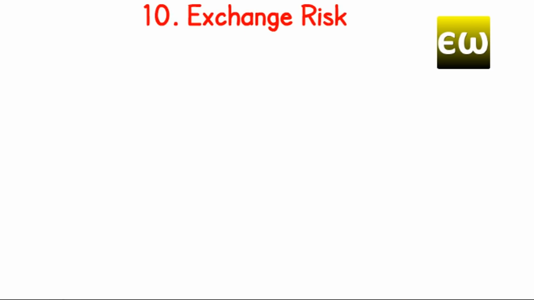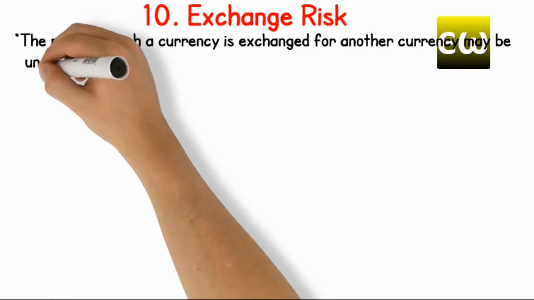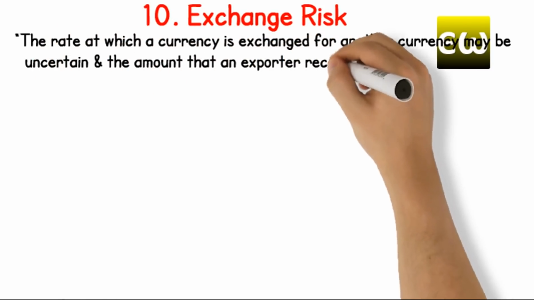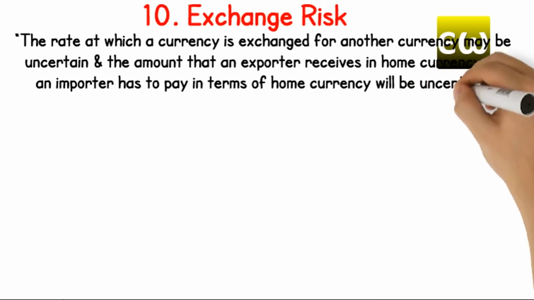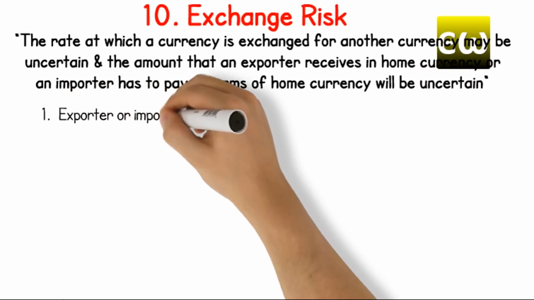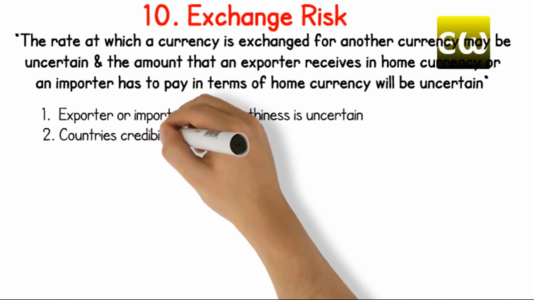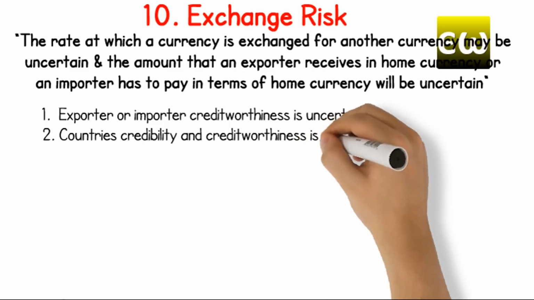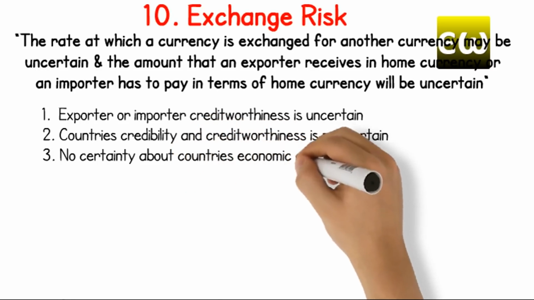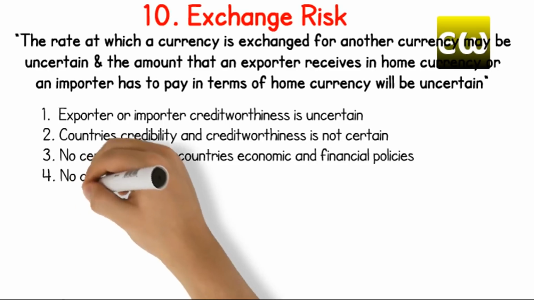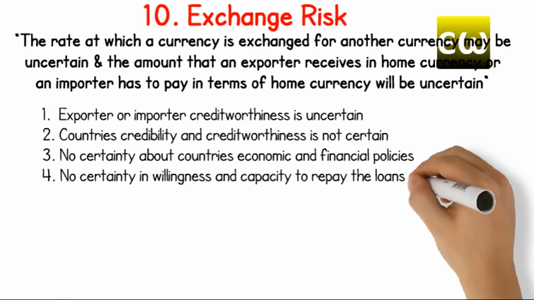Exchange risk. The rate at which a currency is exchanged for another currency may be uncertain, and the amount that an exporter receives in home currency or an importer has to pay in terms of home currency will be uncertain. 1. Exporter or importer creditworthiness is uncertain. 2. Country's credibility and creditworthiness is not certain. 3. No certainty about country's economic and financial policies. 4. No certainty in willingness and capacity to repay the loans or service them.